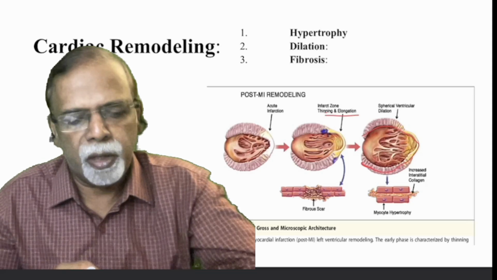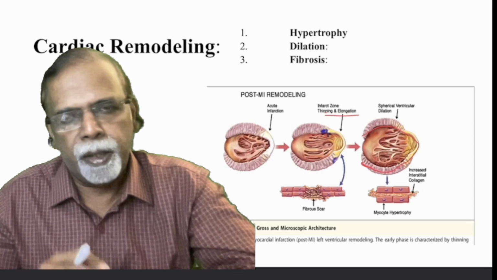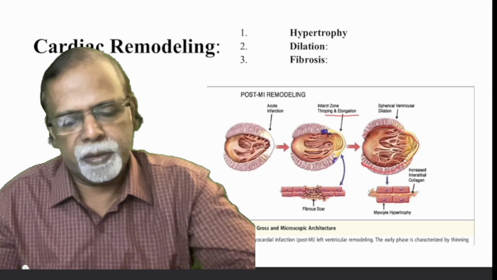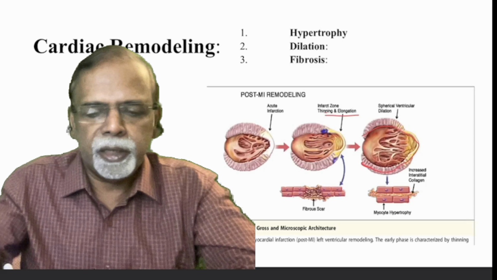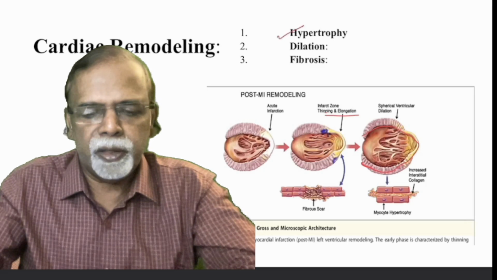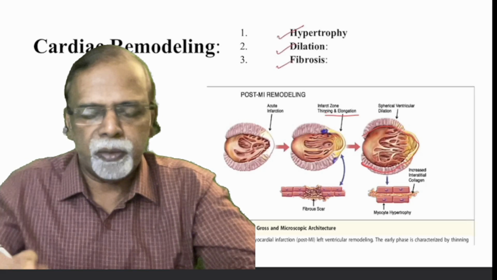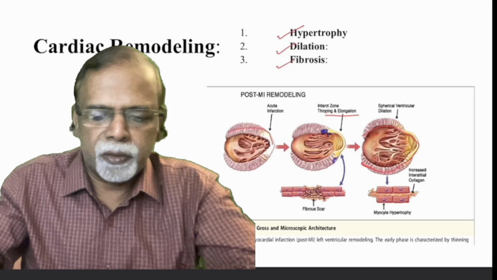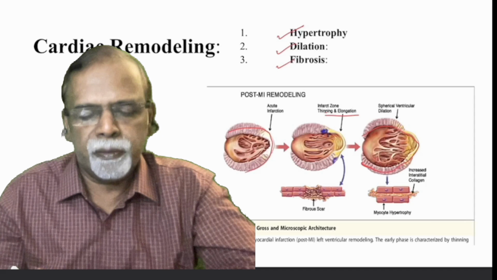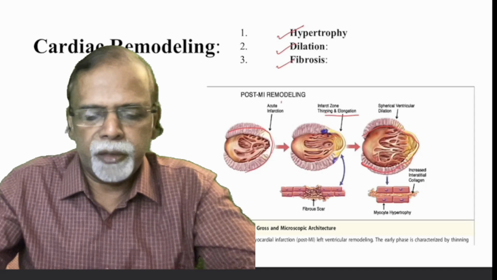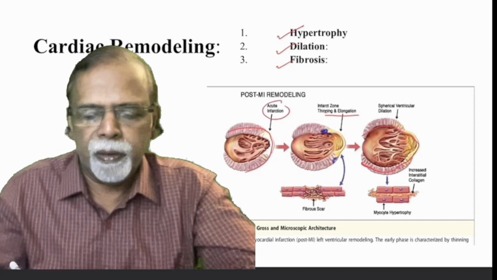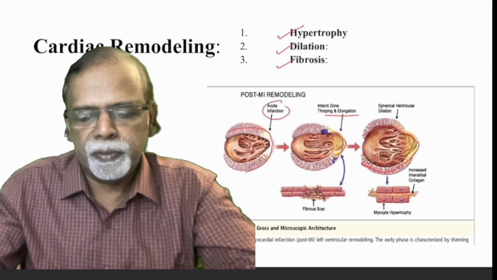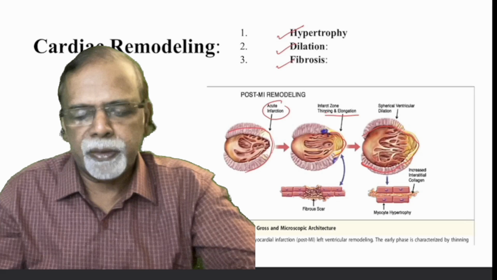What is cardiac remodeling? Cardiac remodeling is any change in the structure or function of the heart. There are basically three things. One is hypertrophy, second is dilation, third is fibrosis. Take an example of a patient who has undergone myocardial infarction. There will be an area of tissue which is infarcted. Later, it will be replaced with a fibrous tissue, which is a protective mechanism.